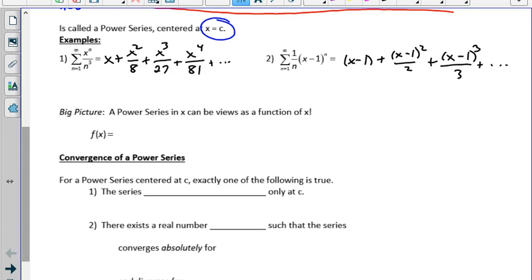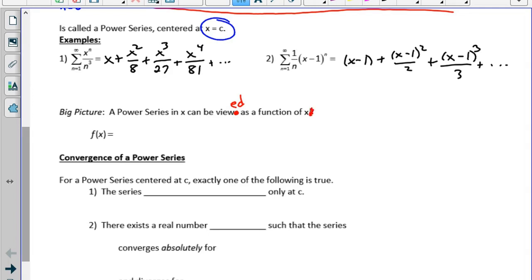So these are examples of power series where I am writing these. Basically, it's a function where my polynomial x values are getting squared, cubed, fourthed, and so on as we go along. So these are just polynomials that continue to grow in power. So a power series of x can be viewed as a function of x, and that's kind of what I was talking about.